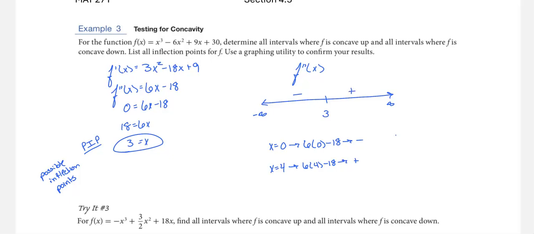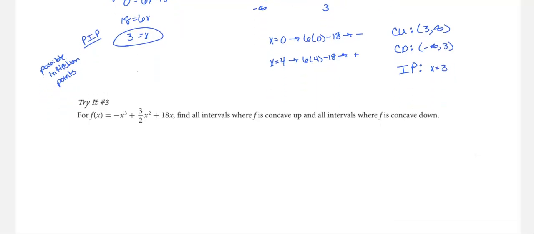So this function is concave up from 3 to infinity because that second derivative is positive, whereas it's concave down from negative infinity to 3. Because we're changing from concave down to concave up, we do have a definite inflection point. I'm going to notate that as IP at x equals 3. If we wanted the y value associated with that, we could plug that 3 in here. Let's look at another example.